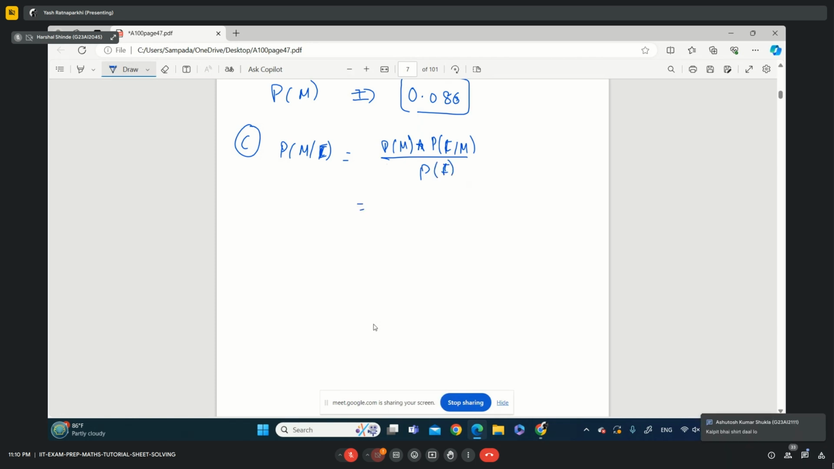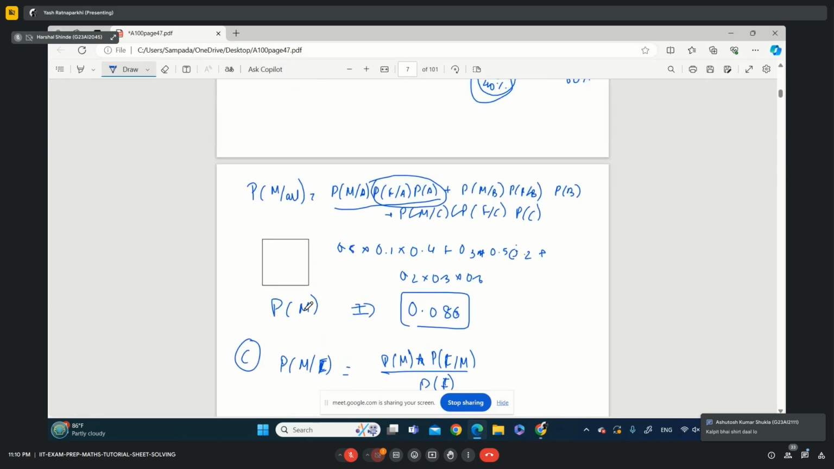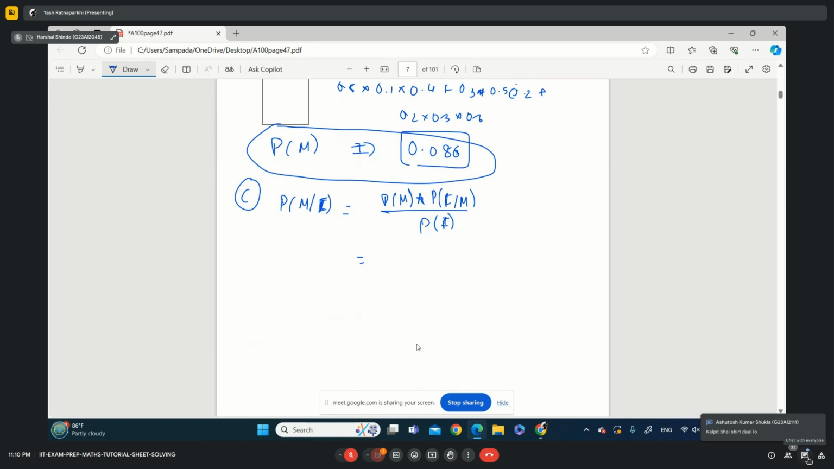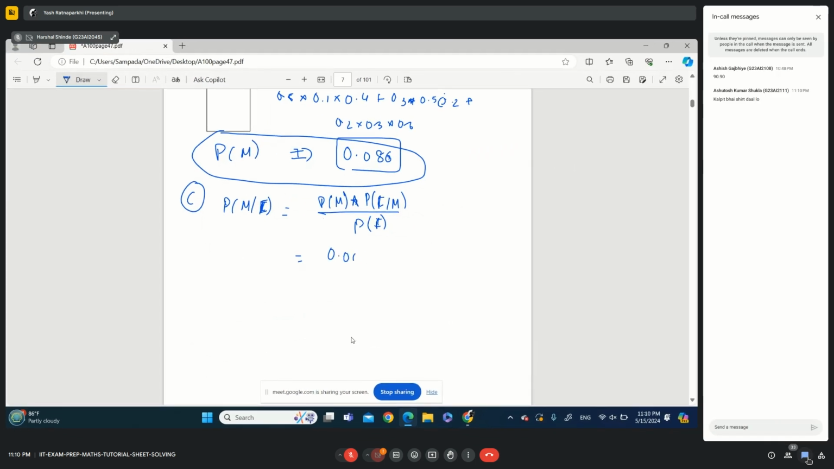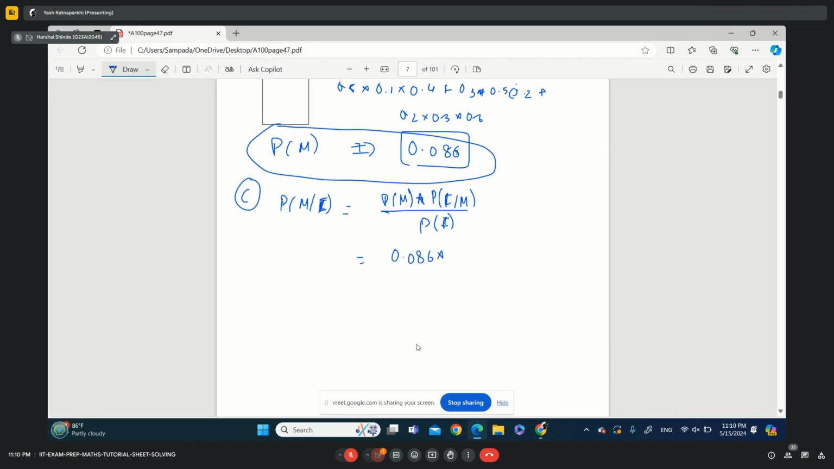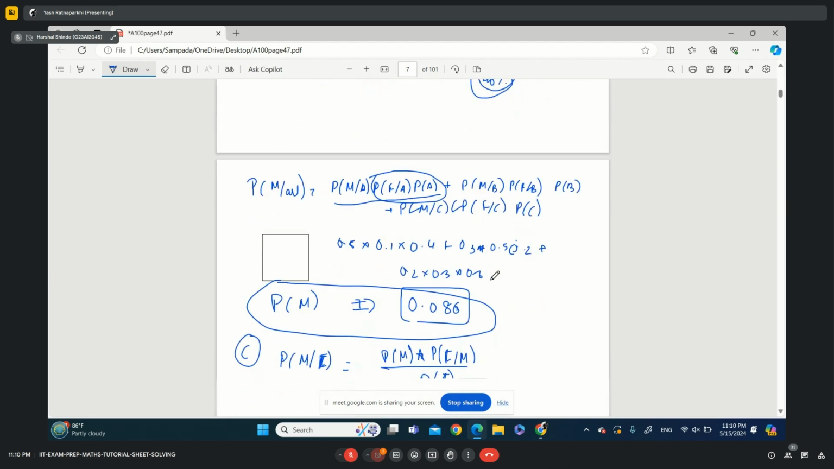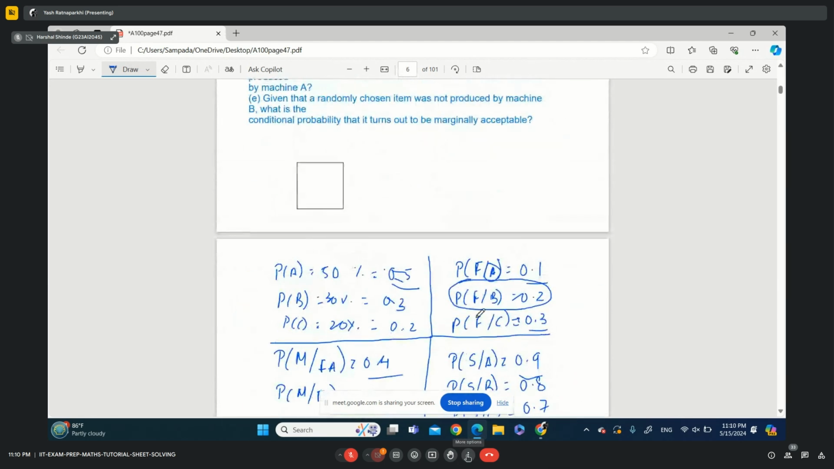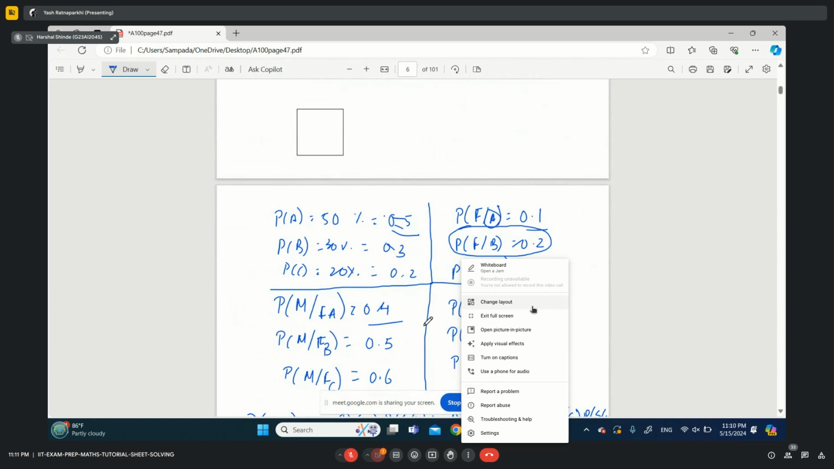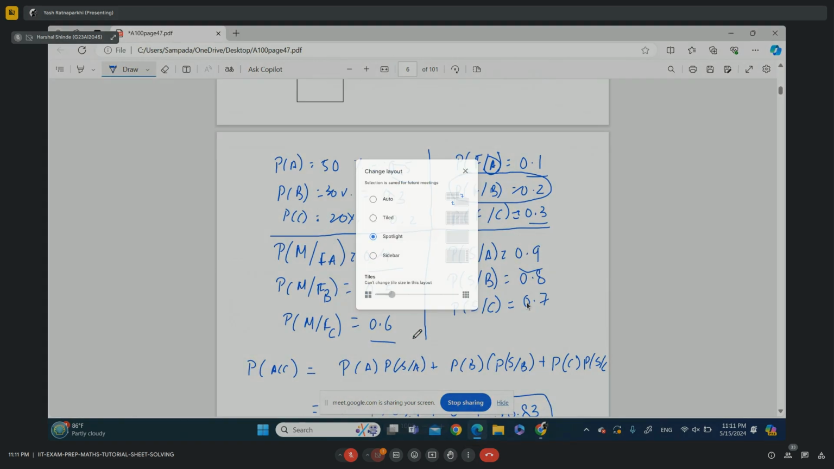So what will deduce it? We have the probability of M. We did find it right now, right? Probability of marginal acceptance. So what is it? 0.068 into probability of F given that it is from marginal. So do we have it or not? Let's check it. So, yes.